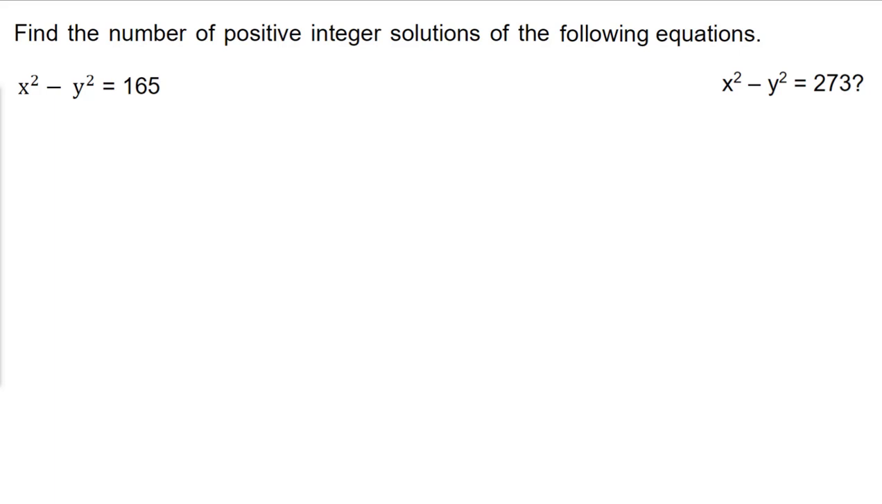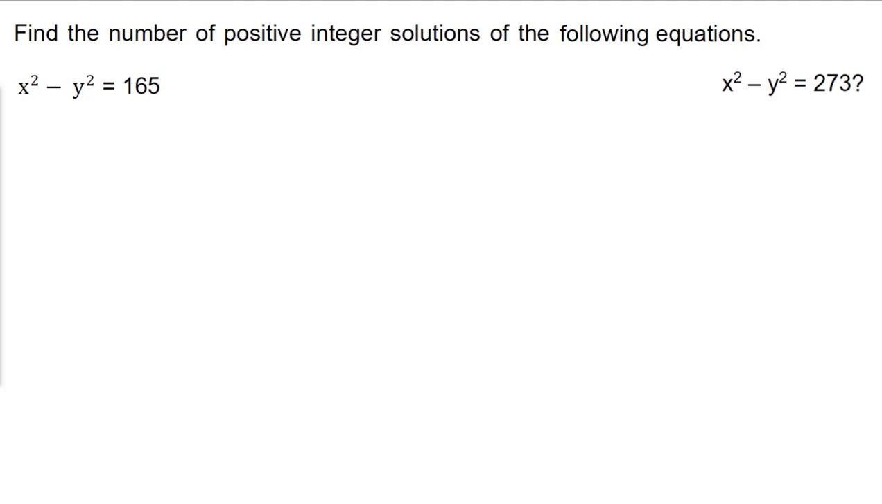Hello everyone. Now let's start with the next type of special equation. Okay, next type of quadratic special equation. Find the number of positive integral solutions of the following equation. The first equation is x square minus y square is equal to 165.